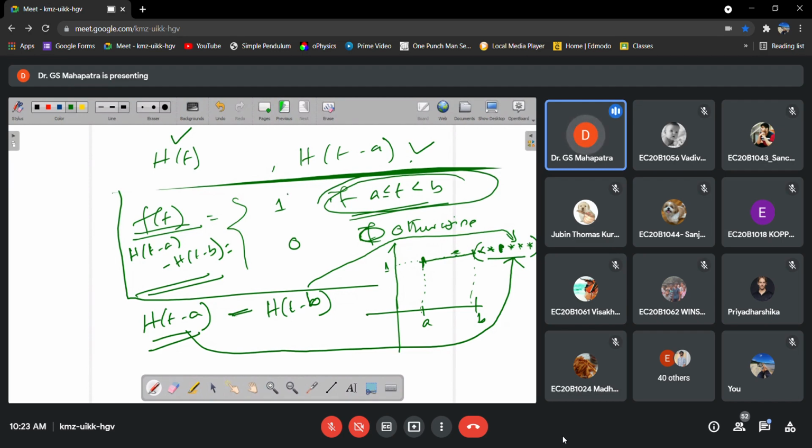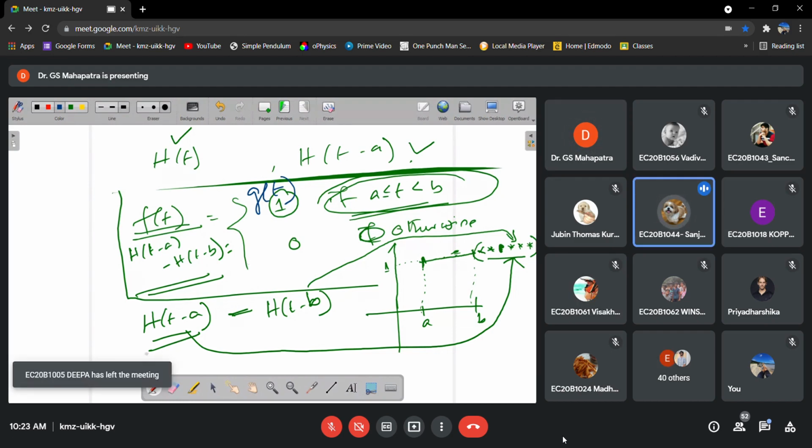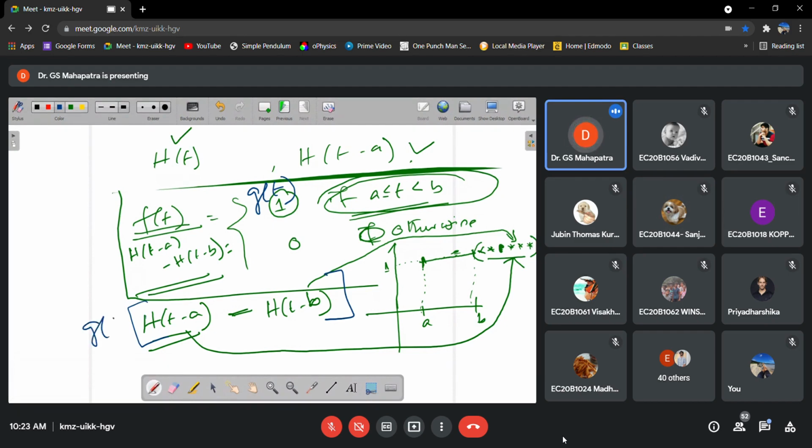I will change this one. Okay, g of t. Now you answer. You should answer now what is the unit step form of the function. g of t is Heaviside of t minus a minus Heaviside of t minus b. Good. So g of t equals to this function. Anybody having any doubt? No. Clear?